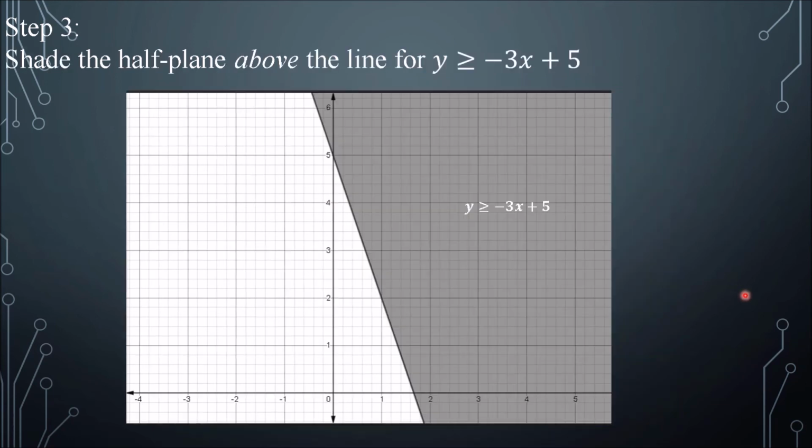Next, shade the half plane above the line for y is greater than or equal to negative 3x plus 5. Why above? Because we use greater than. So this will be the graph. All the points here again will satisfy this inequality.